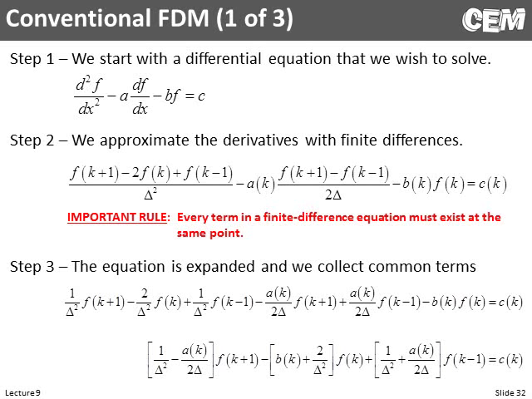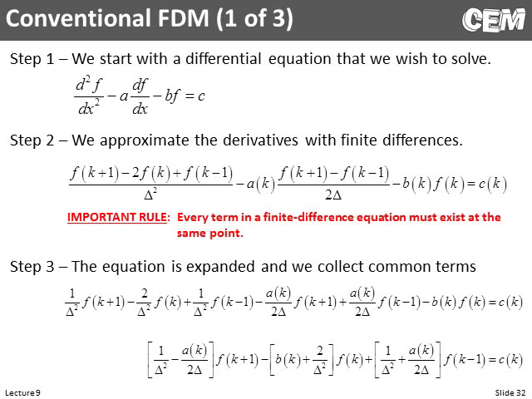If that weren't the case, then we would probably have an unstable code and we would run into problems at strange points. Sometimes it might even work a little bit. And that's the worst case because it can look like it's working and then suddenly not. So anytime you write a finite difference equation, every term, whatever quantities it's representing, needs to exist at the same point.